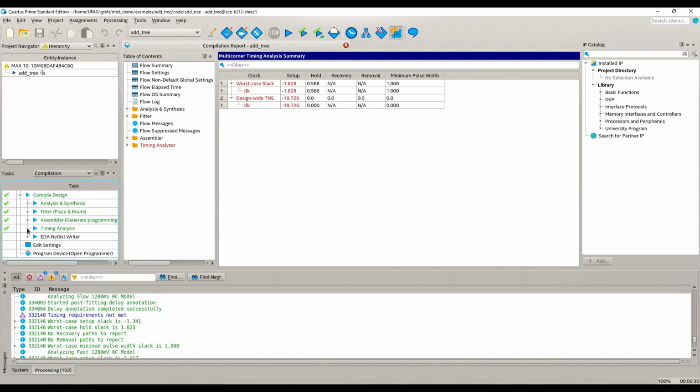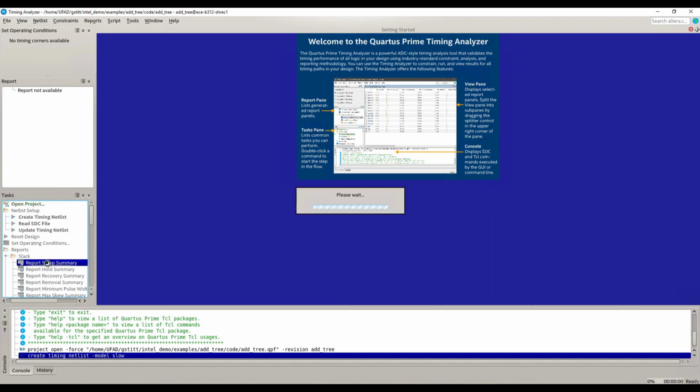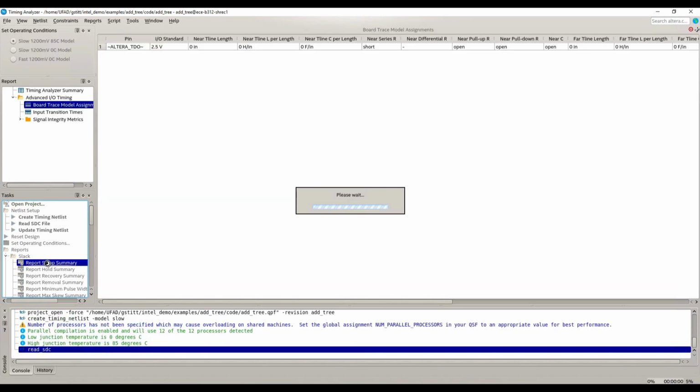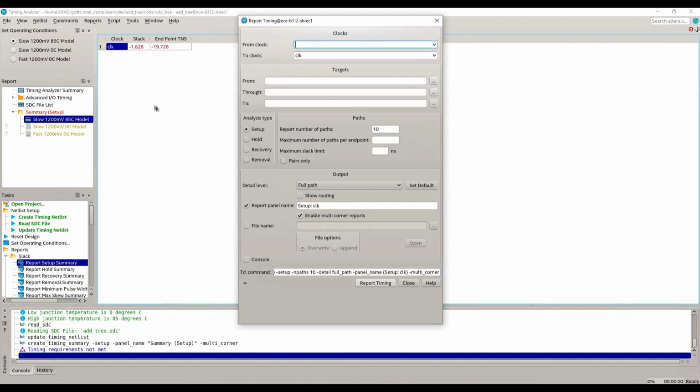So what we can do is expand this timing analysis section here and double click the timing analyzer. All right, so here we have the timing analyzer open. And what we're going to do is come down here and double click the report setup summary. Now this is going to give us information on our clock signal for this slow high temperature model. So this is the information we saw earlier. But now we're going to right click it and go to report timing.